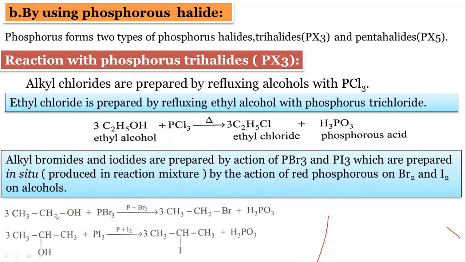3 molecules of ethyl alcohol plus PBr3. This PBr3 is prepared in situ by the reaction of phosphorus plus Br2, and the reaction is the same as for ethyl chloride. Ethyl bromide, same, this OH is replaced with Br, and this OH is replaced with iodine. For primary, secondary, tertiary alcohols, the reaction is the same.